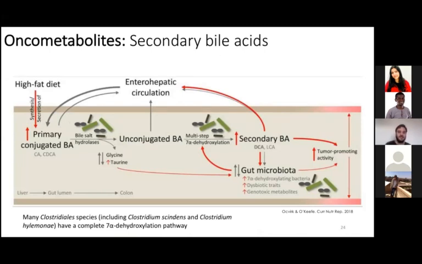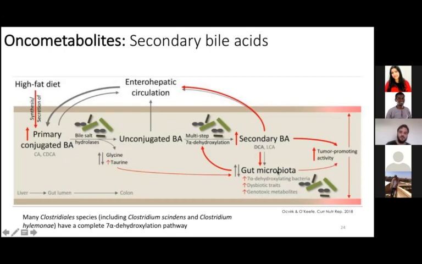This high fat diet leads to an increase in primary conjugated bile acids, and these are then degraded by bile salt hydrolases into unconjugated bile acids. And then through this multi-step 7-alpha dehydroxylation, we get to what are called secondary bile acids, such as deoxycholic acid. And these have been shown to have tumor promoting activity.